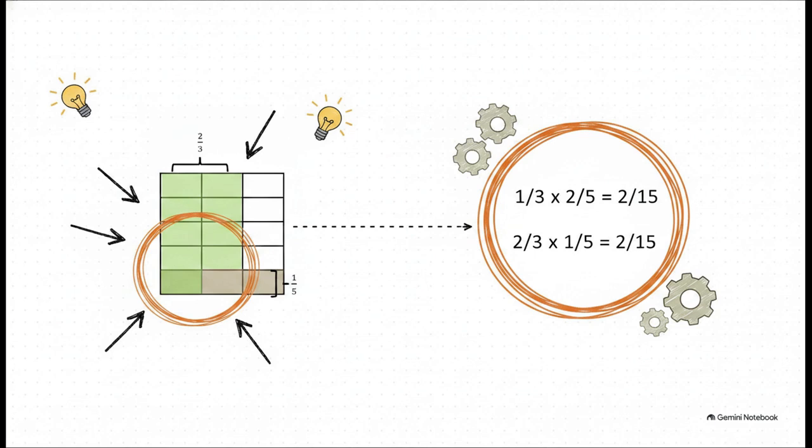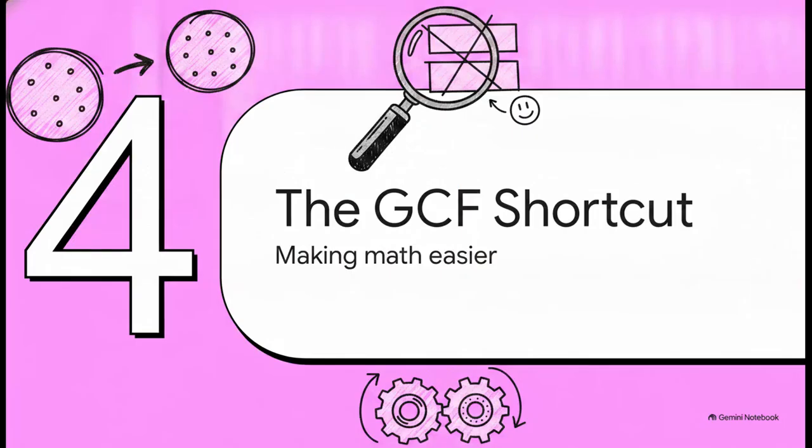Numerator 2 times 1 is 2. Denominator 3 times 5 is 15. The visual method and the algorithmic shortcut are in perfect harmony. 2/15. All right, section 4, the GCF shortcut.